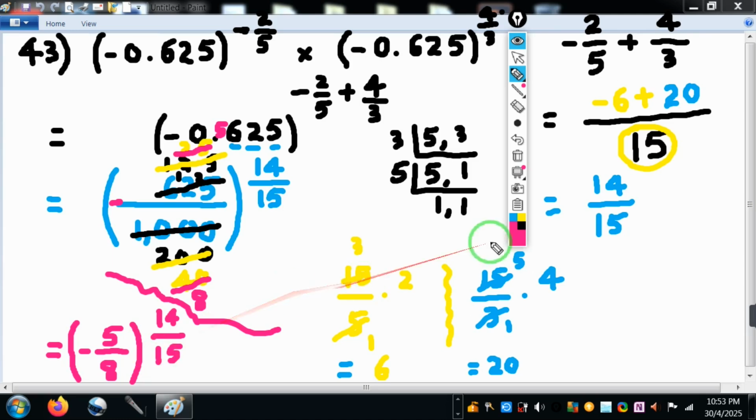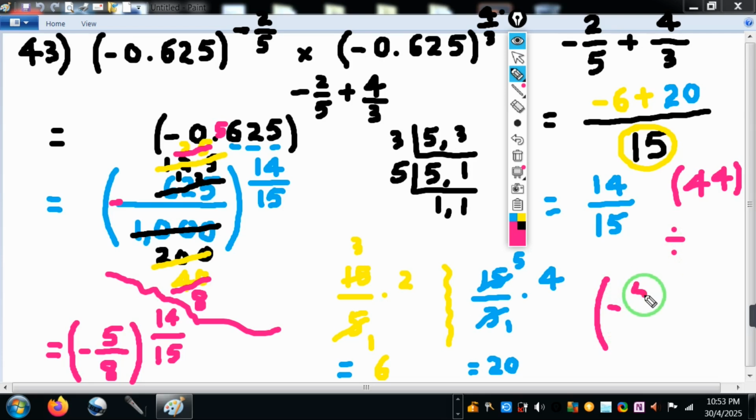Let's do the 44. The 44 is the same sum, but divide. What will happen? Let's take care of the powers, that's all. So 44 is the same sum. We are getting back minus 0.625 here, so minus 0.625. We are just going to do divide now, meaning the powers will be subtracted. Negative 2 over 5 minus 4 over 3. So negative 6, negative 20 will be negative 26 over 15. That's all. Negative 26 over 15. So the center portion will be this.